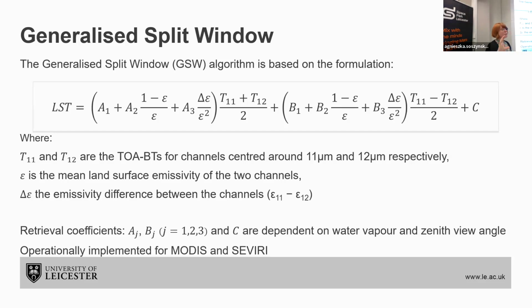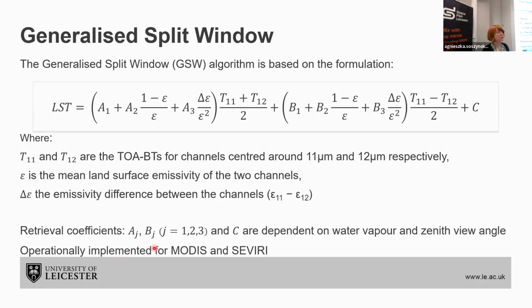What Mike mentioned, sometimes the algorithms will take bottom of atmosphere, these take top of atmosphere, and the coefficients include already information about the atmospheric parameters. This one takes mean land surface emissivity, but it somehow accounts for the difference expected. And you have actually 7 different coefficients here. So basically A1, A2, A3, B1, B2, B3, and C. So these were our split window algorithms.